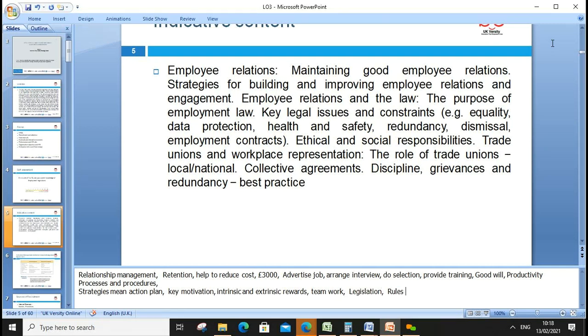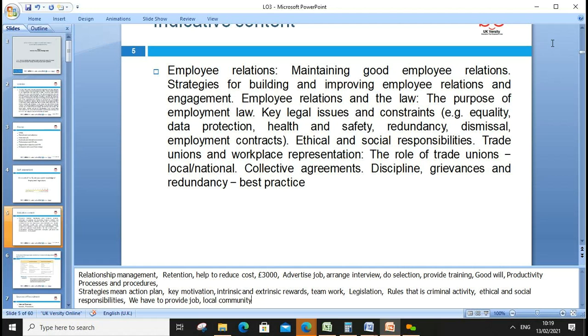So we have legislation. Why legislation? Think about it: if we don't follow rules, that is a crime, a criminal activity, which we don't want to happen. So we have to follow the rules as a company. Then we have some ethical and social responsibilities. What social responsibilities do we have? We have to provide jobs.